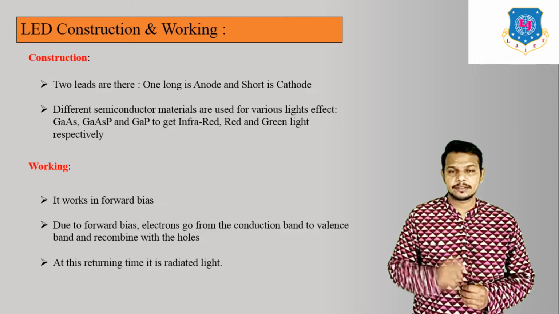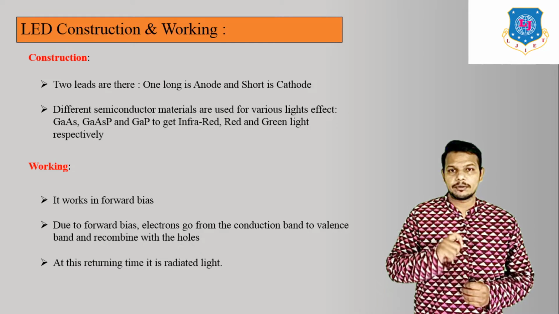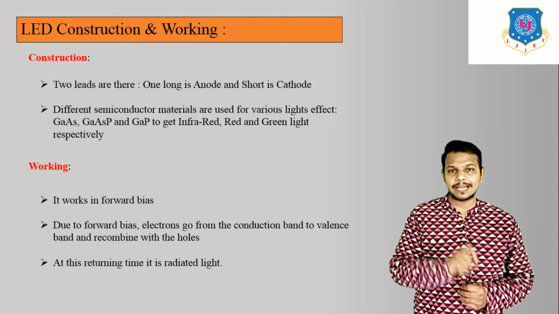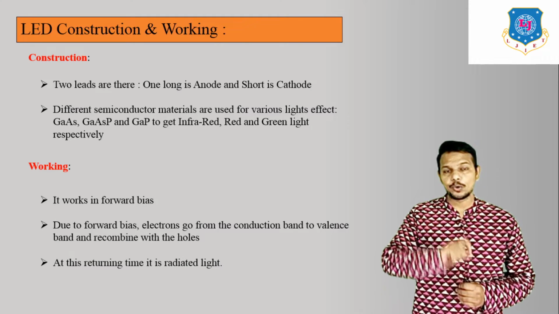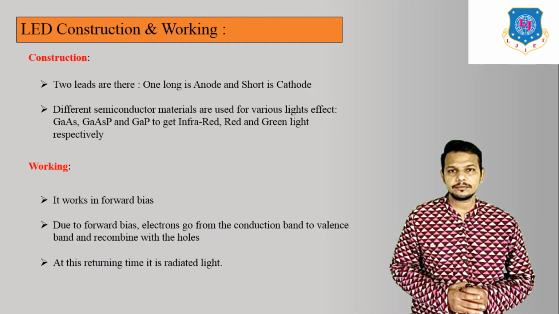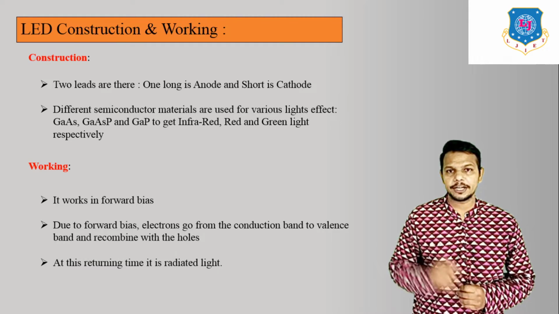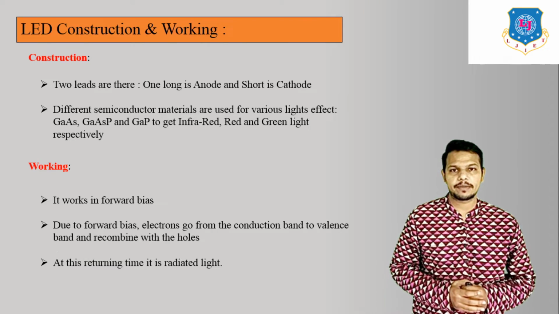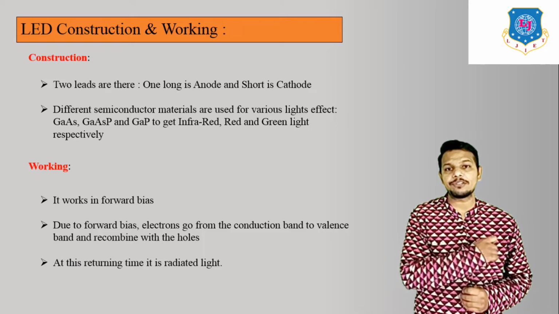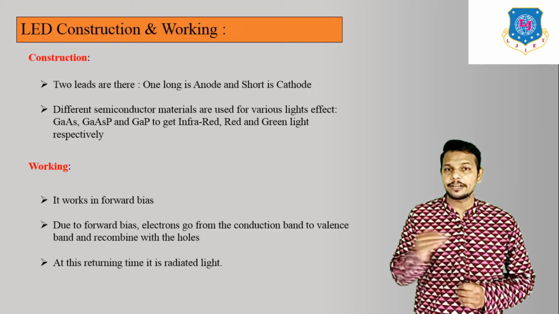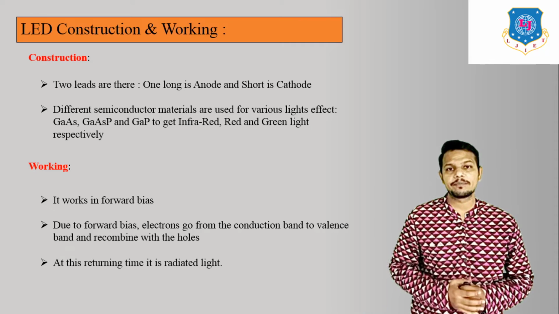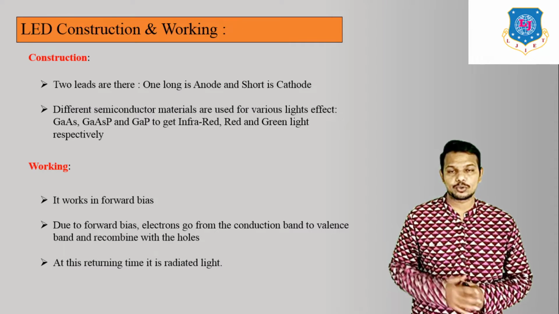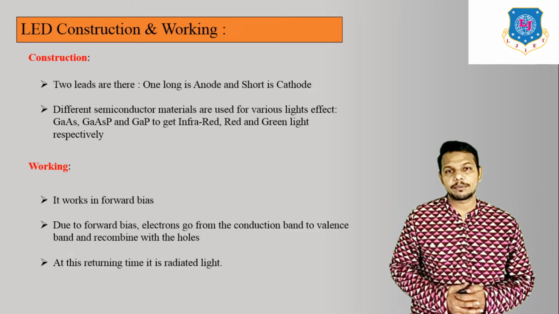If it gets energy, then it will be free from that valence band and go to the conduction band. In the conduction band, it moves and collides with the other electrons, and after that it recombines with the hole. If it recombines with the hole, during this time the light is emitted through this LED. So this is the main working principle.